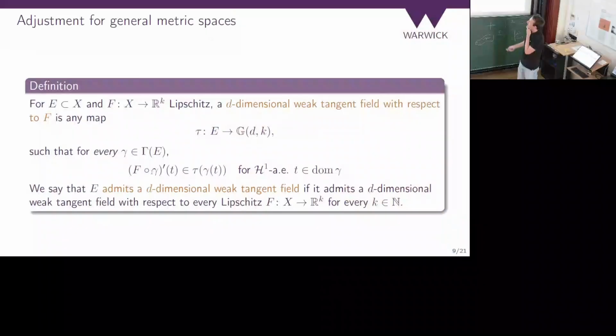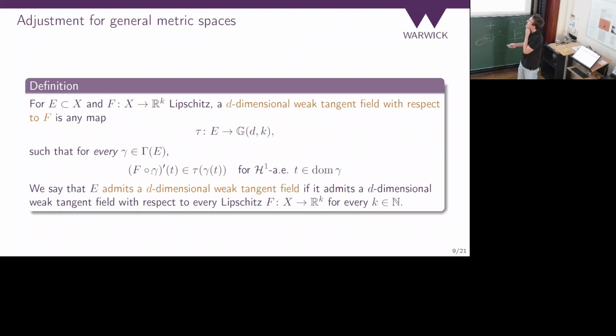Okay, so I think the next is, yeah, so now I have defined a notion of a weak tangent field for subsets of metric spaces. I've told you some basic properties of what it does. And now I'm going to come back to what I was talking about in the beginning, and that's the fact that we can do this for measures.